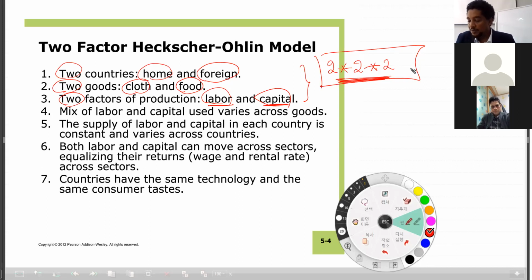Okay, and the fourth assumption is the mix of labor and capital used varies across goods.